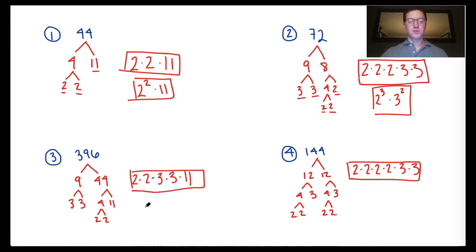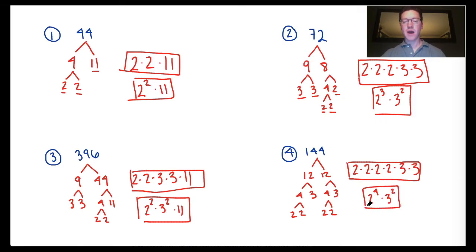Then for 396 we have 2 to the second power, 3 to the second power, 11. That's the prime power factorization. Over here we have 4 2's, so that's 2 to the fourth power, 3 to the second power, and those are the prime power factorizations.